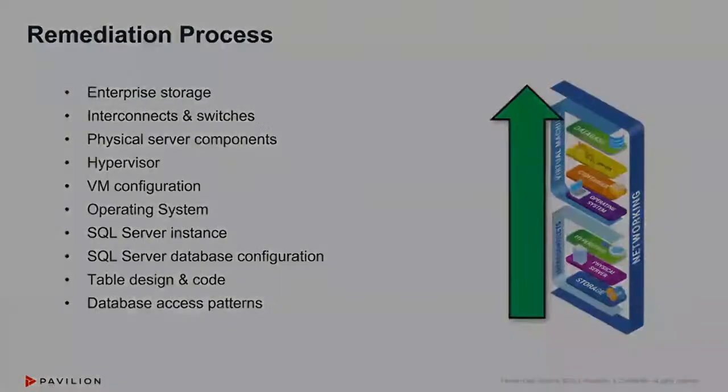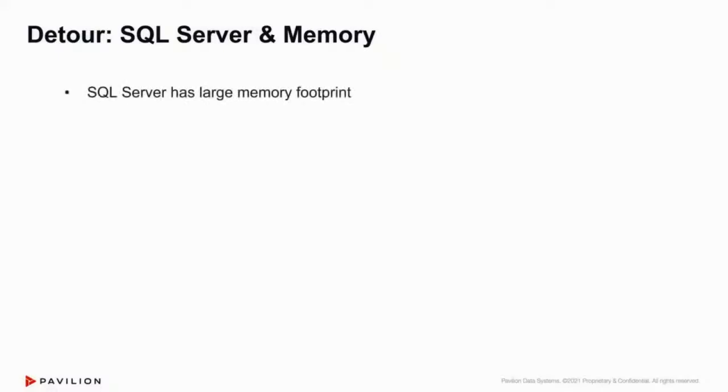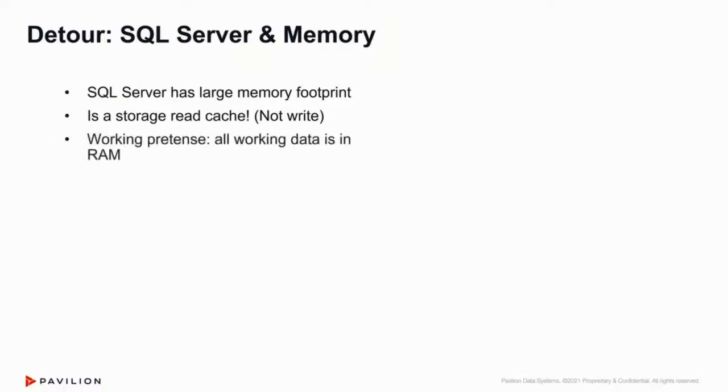So now we're going to take a bit of a detour. Why is this stuff so important? SQL Server and memory in storage have a really interesting dichotomy. If you've been managing SQL servers for a long time, you know SQL Server has an incredibly large memory footprint, but you may not have really asked the question, why? It's really simple. The large memory footprint of a relational database engine is a storage read cache. That's it. It's not a write cache. You can't do that. You have to harden the data to disk as part of the ACID properties of a relational database engine, but it's simply a storage read cache.